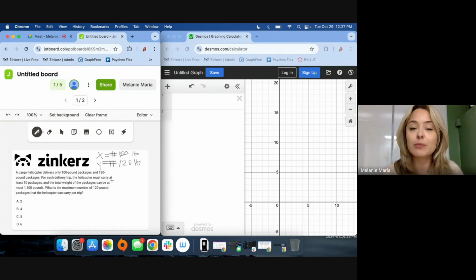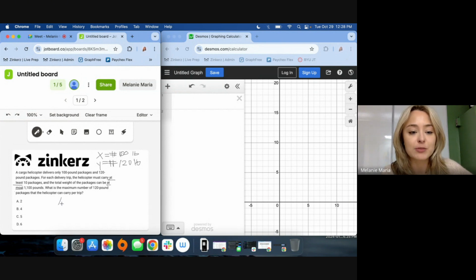And then we're going to think about just what my inequalities could be based on the information that's given. I know that I'm going to have inequalities as opposed to equations because of the words like at most and at least. I know that I'm dealing with a situation where inequalities are going to be helpful to describe that information. So the first inequality I'm going to write is just by reading this second sentence here. The helicopter must carry at least 10 packages. So some combination of X and Y could be 10, could be 11, could be 12 packages total, but that's what that inequality is representing.